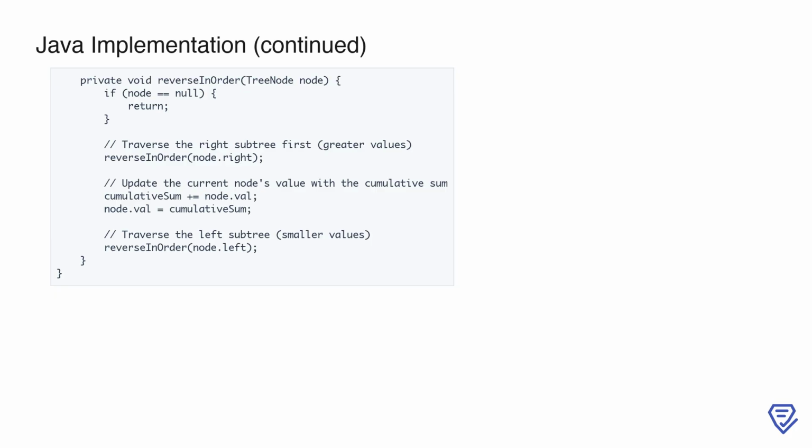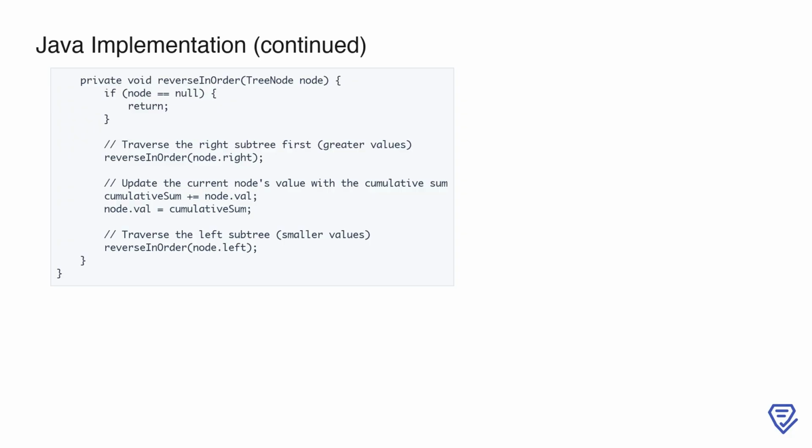It performs a reverse-in-order traversal of the tree, which means we process the right subtree first, then the current node, and finally the left subtree. If the current node is null, we simply return, as there's nothing to process. Otherwise, we start by recursively traversing the right subtree, which ensures we handle nodes with greater values first.